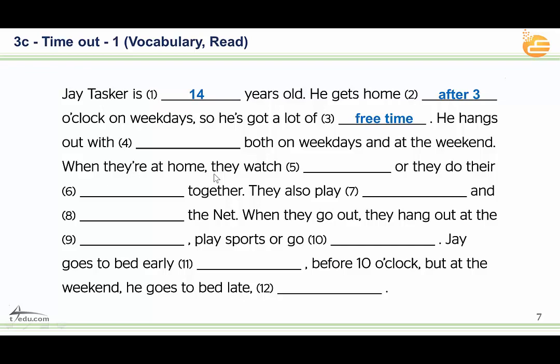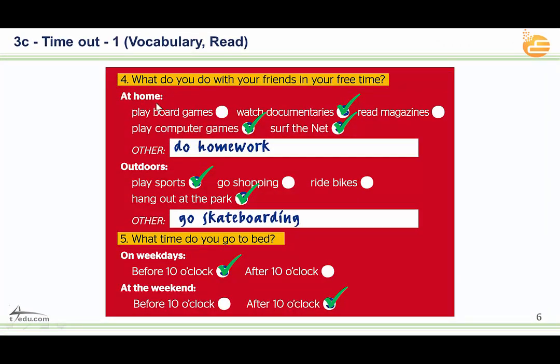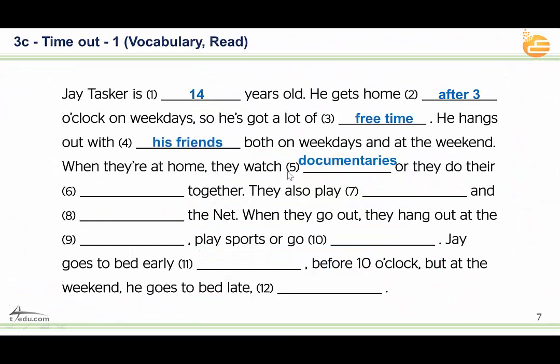Okay, and we said at home. So, at home, they watch what? Watch documentaries. Yes, watch documentaries. Exactly. And do what? Let's take a look. Do homework. Exactly. So we have to say they watch documentaries or they do their homework together.